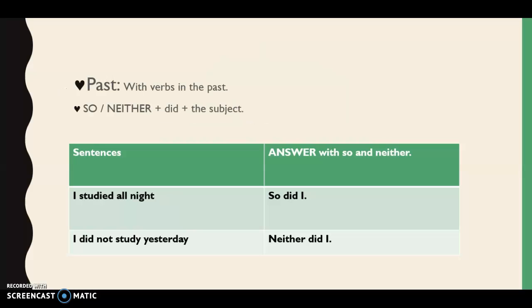In the past, with verbs in the past, we have the same structure: "so" or "neither" plus "did" plus the subject. Okay, for example, "I stayed all night." "So did I." The last one is with a negative sentence. "I didn't study yesterday." "Neither did I."